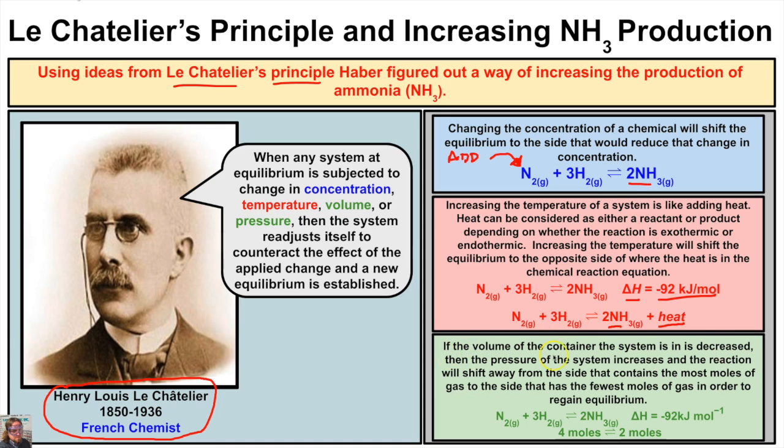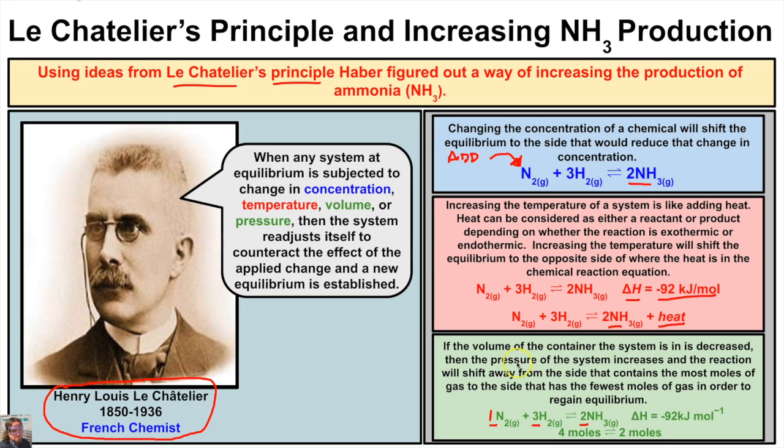It says right here that if the volume of the container of the system is decreased, then the pressure of the system increases and the reaction will shift away from the side that contains the most moles of gas to the side that has the fewest moles of gas in order to regain equilibrium. So here we go. We have the Haber process again, and if we take a close look, we can see that there's 2 moles of gas on the product side, and we have 3 moles here and 1 mole here, for a total of 4 moles of gas on the reactant side.